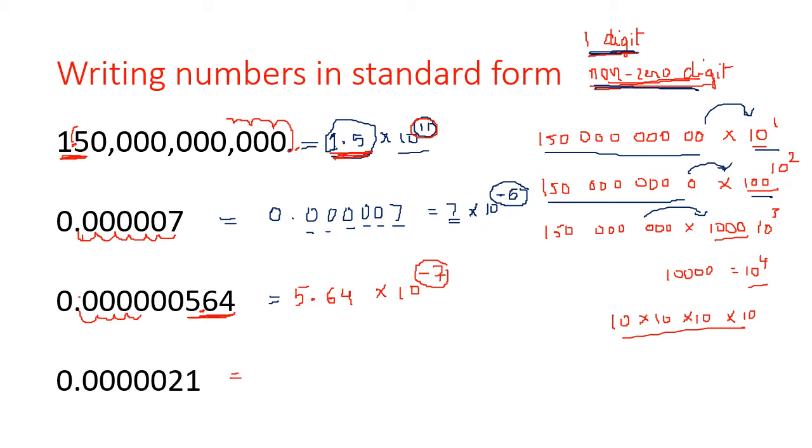So the fourth one I think will be very easy for you now. You can guess the answer and check with mine. This is 2.1. 1, 2, 3, 4, 5 and 6. The decimal point is coming here. So 2.1 into 10 raised to minus 6.